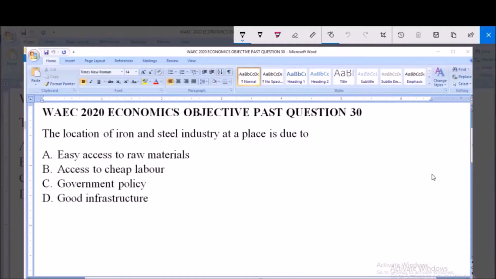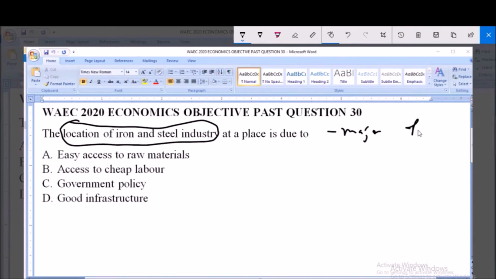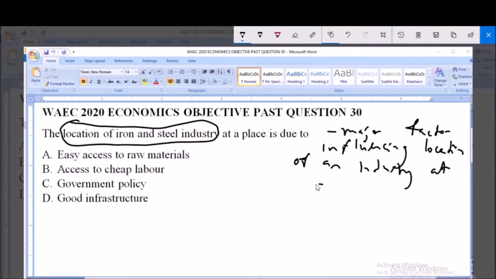Hello and welcome. I will be answering WAEC 2020 Economics Objective Past Question 30. The location of an iron and steel industry at a place is due to: A. Easy access to raw materials, B. Access to cheap labor, C. Government policy, D. Good infrastructure. So we are asked for the major factor that influences the location of an iron and steel industry at a place, or of any industry at a place.